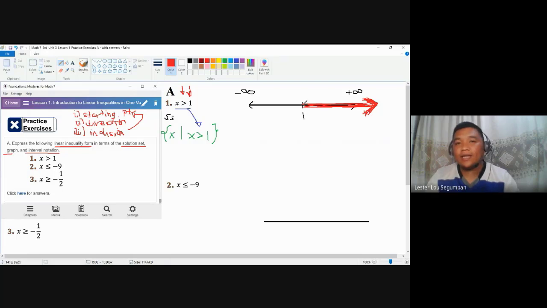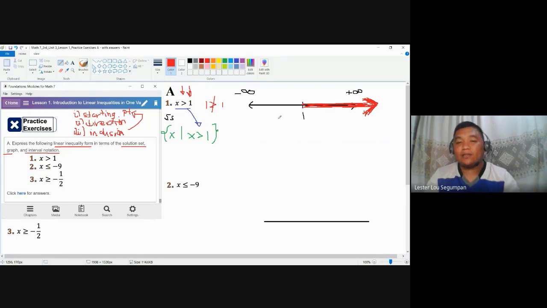And number 3, we need to decide whether the starting point is included or not. And when do we decide that? You have 2 different options. Number 1, try to substitute the starting point in our linear inequality form. So you have 1 greater than 1. And answer the question, is it true? Is 1 greater than 1? If your answer is yes, then it's included. If your answer is no, then it's not included. Here, 1 cannot be greater than 1. Therefore, the answer is no. So the starting point is not included.